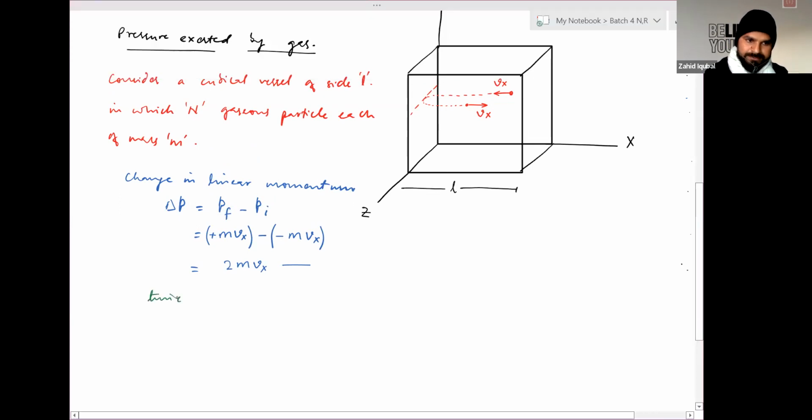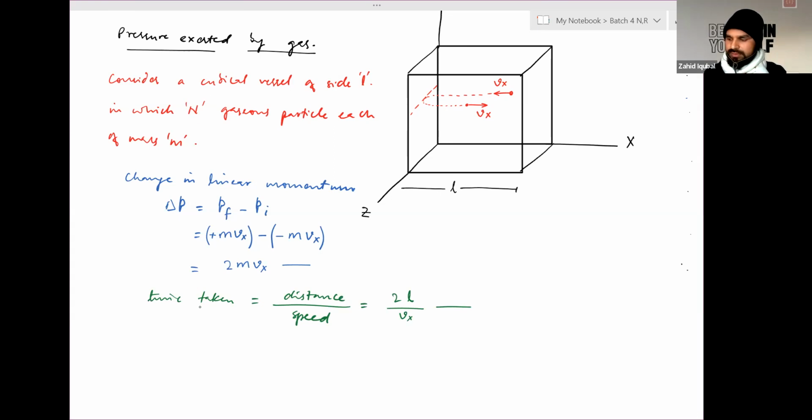So time taken for this collision is equal to distance divided by speed. Distance we have 2L divided by speed along the x-axis, Vx. Now we have the change in linear momentum and time taken. In chapter 5, Newton's laws of motion, there was a second law which states that rate of change of linear momentum is equal to applied external force. Is it clear?